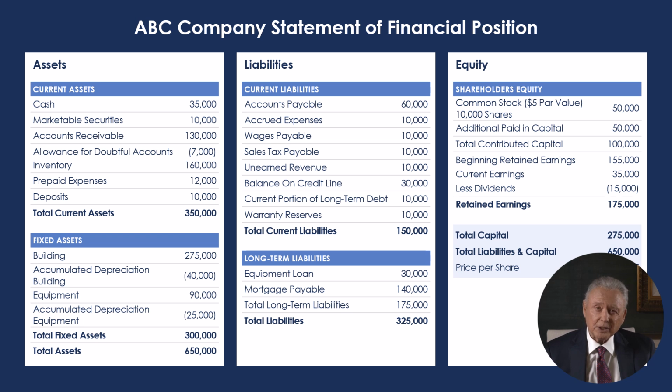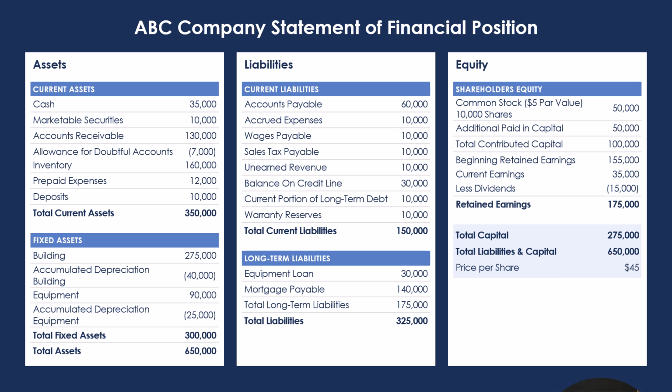On this slide, we are looking at ABC's balance sheet once again. Some subtotals we can see: current assets, $350,000, fixed assets, $300,000, total assets, $650,000. Current liabilities, $150,000, long-term debt, $175,000, total debt, $325,000. Equity or capital is $275,000. Total liabilities and equity, $650,000.